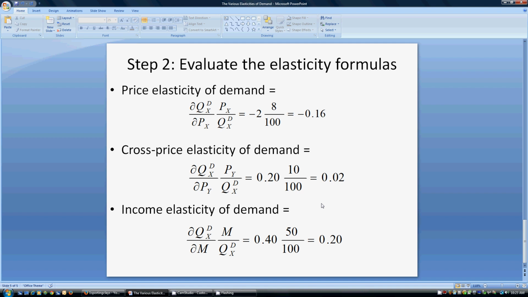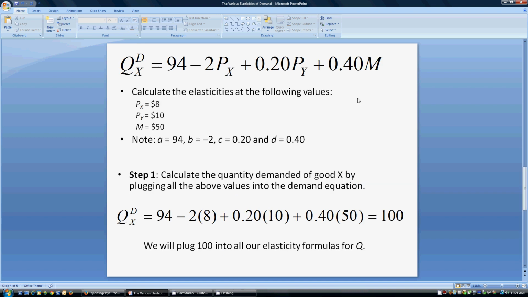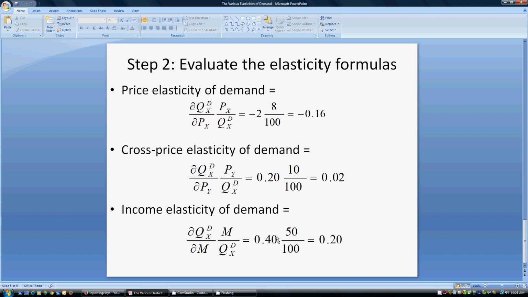And finally, the income elasticity of demand. We get the coefficient on the income variable from the previous slide. That coefficient is 0.4. Plugging that into our formula, multiplying it by consumer income, which we were told was $50, dividing it by 100, we get 20 over 100, or 0.2.